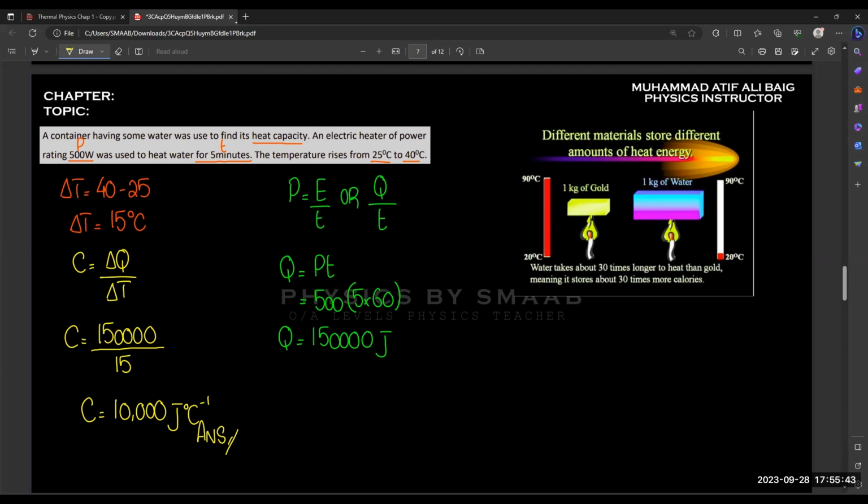Okay, so that's why it depends upon the mass. And if you talk about different storage of heat energy, it also depends upon different materials, right?